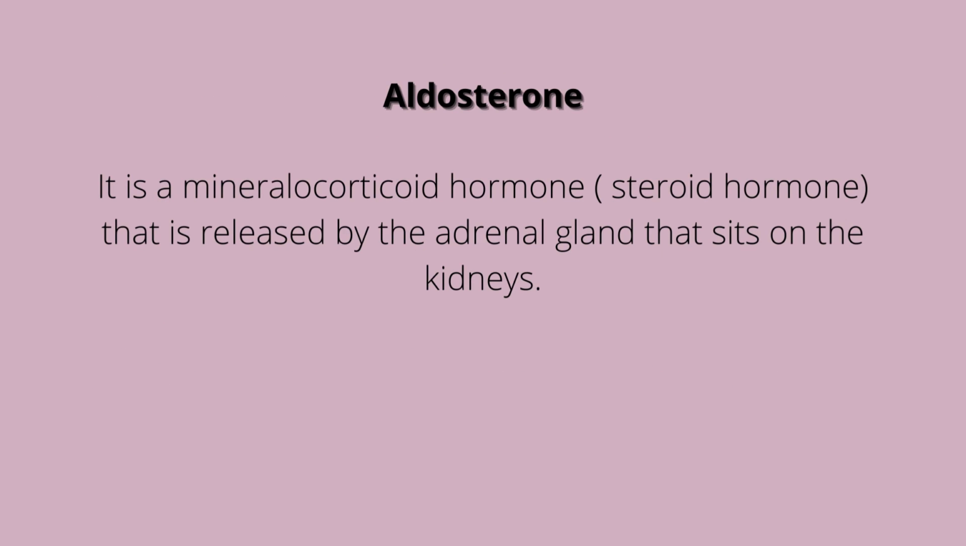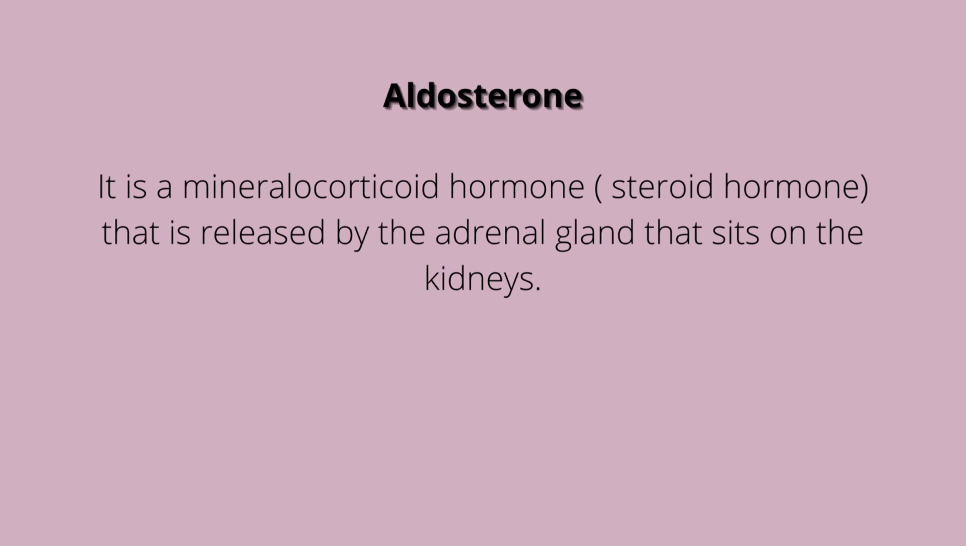So let's talk about aldosterone. So what is aldosterone? Aldosterone is actually a mineralocorticoid hormone. So it's a steroid hormone, and it's released by the adrenal gland that sits on the kidneys. This is how it works. It is released if the blood pressure or volume gets low, and if there is some disease causing it to be released when it's not supposed to.